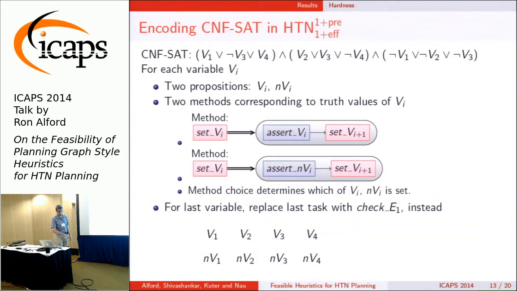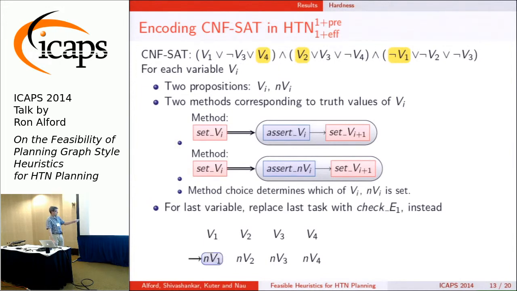And why is this? This is because we can encode an NP-complete problem into a delete-free HTN planning problem. Specifically, CNF-SAT. And before you all get lost trying to find a solution, I've posted one there for you. For each variable in our formula, we're going to have two propositions representing whether that variable is going to be true or going to be false. We'll have two methods corresponding to setting one of those variables, and then going on to set the next variable. So in the method choice, we'll determine which of those two propositions is set at the end of our task.